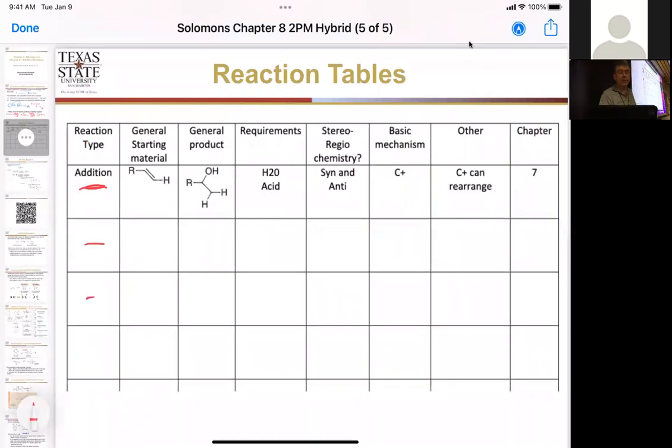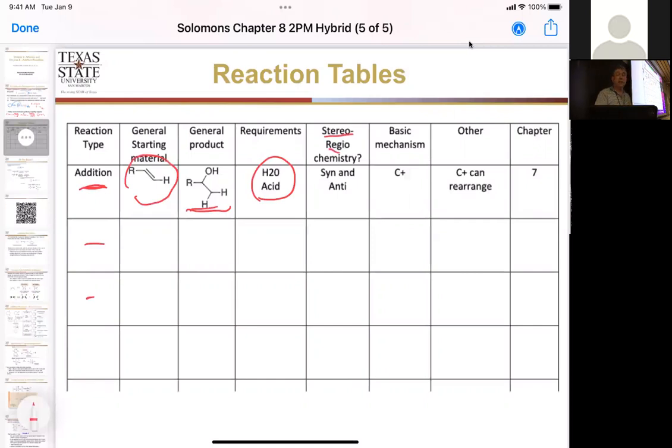And then what we started with, and in this case, we're starting with an alkene, and our general product is an alcohol. So what do we need to do that? We needed water and acid. And then does it have stereochemistry or regiochemistry? Does it do syn addition or anti-addition? Will it make the cis product or will it make the trans product? Will it make a racemic mixture? Will it make one enantiomer?